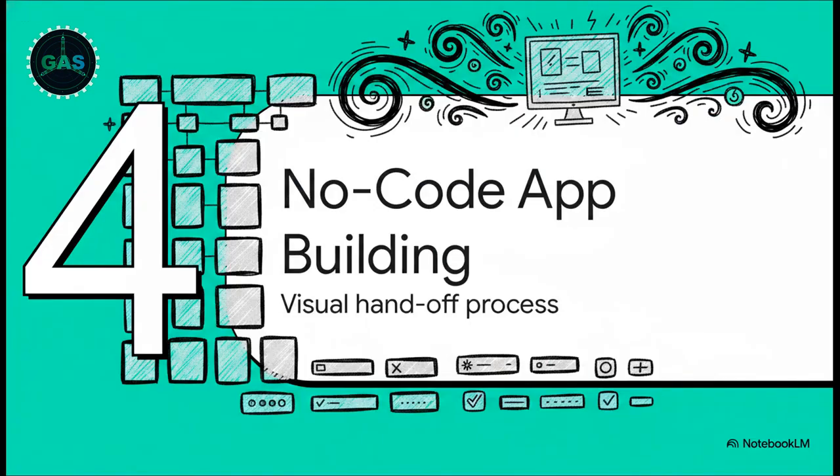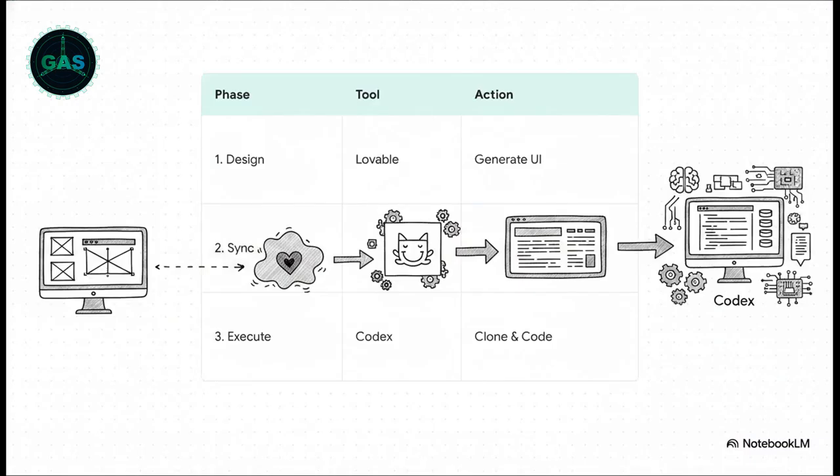Section 4. Building apps without code. Let's look at the ultimate non-technical workflow. It relies on a distinct 3-phase handoff. First, you generate your initial dashboard UI in a dedicated design tool like Lovable, which by the way is absolutely incredible for modern aesthetics. Next, you natively sync that design directly to a GitHub repo. And finally, you pull that exact repo directly into Codex. Codex then clones it and lets you do the heavy lifting, adding databases, tweaking the backend, and executing complex structural coding, all from that one master interface.